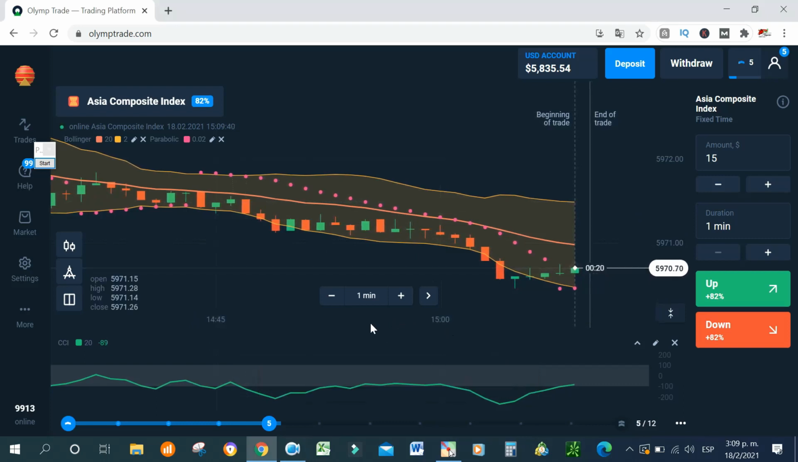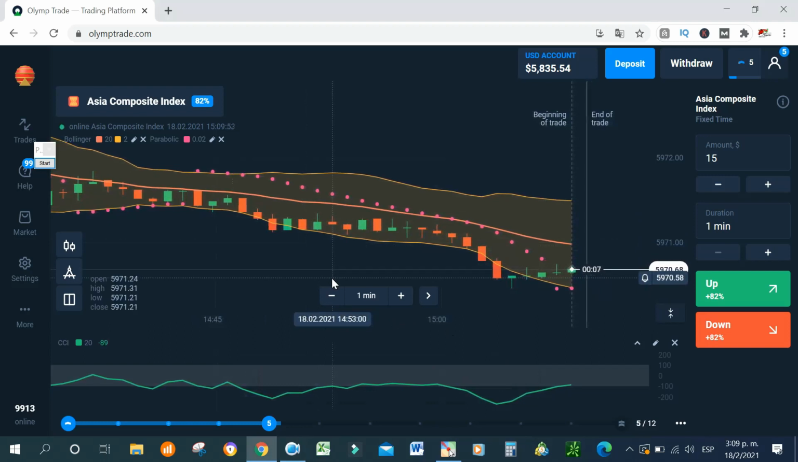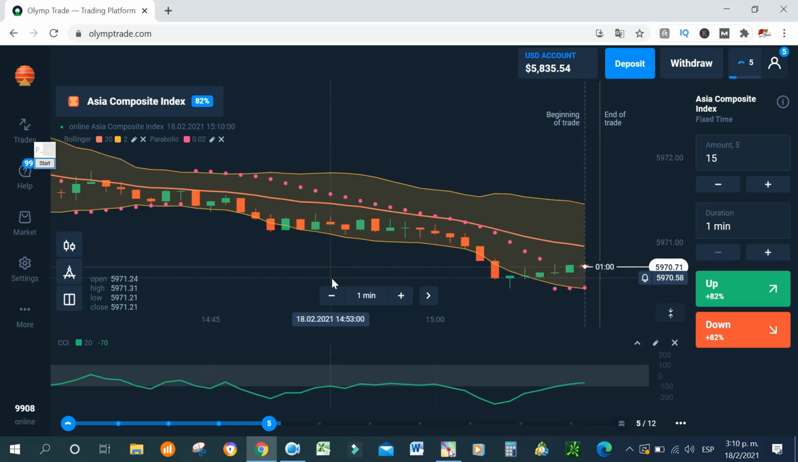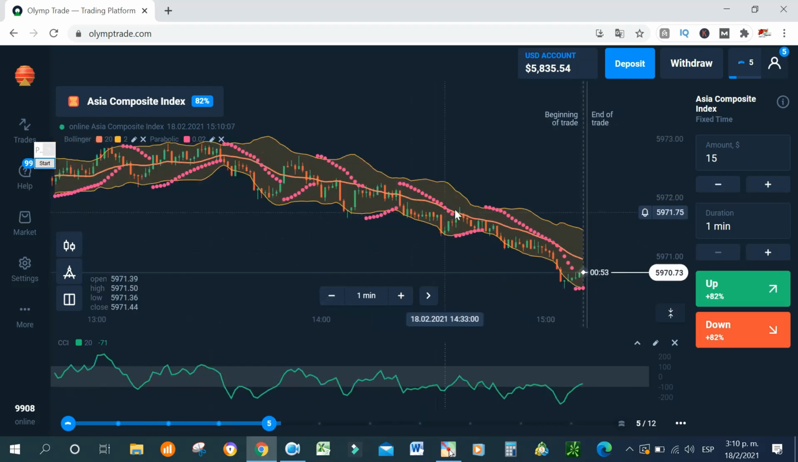Today I will talk about this trading strategy, which is the same trading strategy that I've been using the last couple of months. If you haven't seen the previous videos, you should see them to understand this complete trading strategy. First of all, I'm using three indicators in this case. I use the parabolic, the Bollinger Bands, and also the CCI indicator with the default setting.